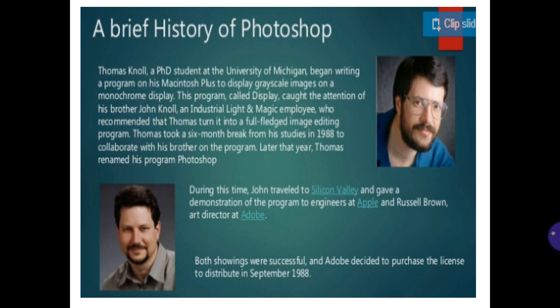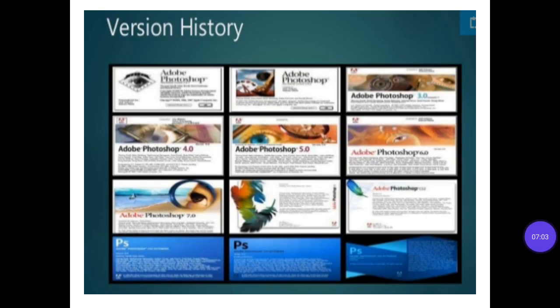Thomas took a six-month break from his studies in 1988 to collaborate with his brother on the program. Later that year, Thomas renamed his program Photoshop. During this time, John traveled to Silicon Valley and gave a demonstration of the program to engineers at Apple and Russell Brown, art director at Adobe. Both showings were successful and Adobe decided to purchase the license to distribute in September 1988. Version history. You can look at the picture.